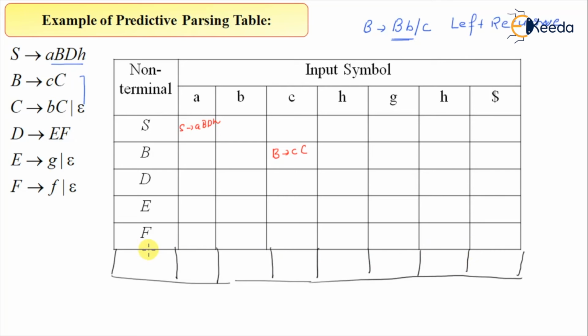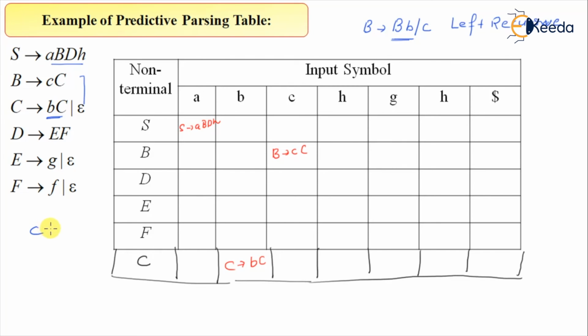Okay, so now we have a C over here, and let's fill the entry over here. Now C derives BC, so that is very easy, it will go to the B column, and C derives B here is C derives small b capital C. C derives epsilon, so C derives epsilon will go to follow symbol.